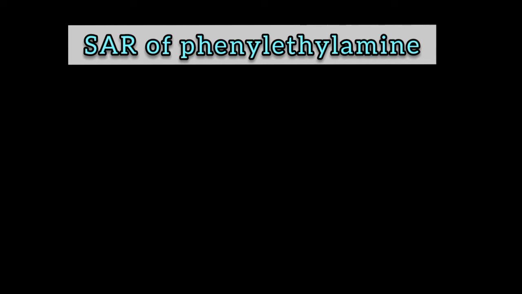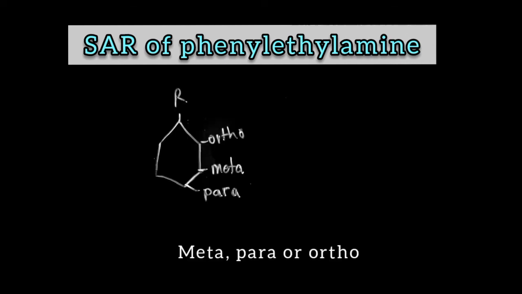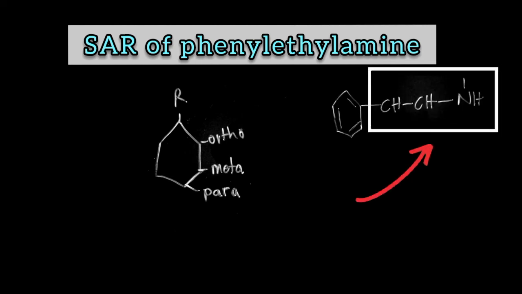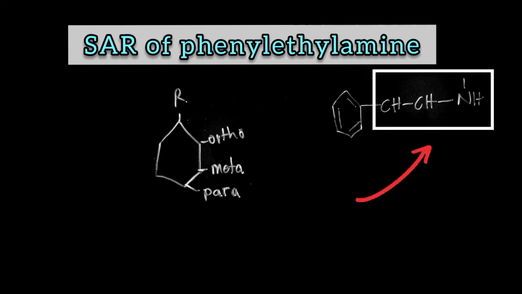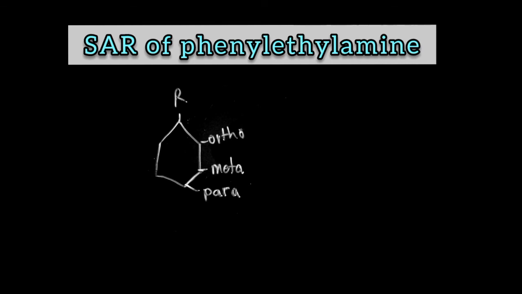The positioning of these groups can either be meta, para, or ortho. And here I have a diagram that shows where the ortho positioning is and the meta and the para. So the R group that I have put on this diagram represents the 2 carbon atoms and the nitrogen, the amine part, which is basically the rest of the phenylethylamine derivatives. I just put it this way so that it's easier for us to look at.